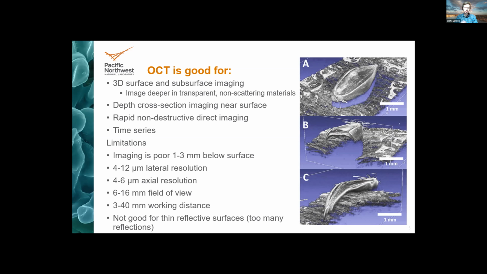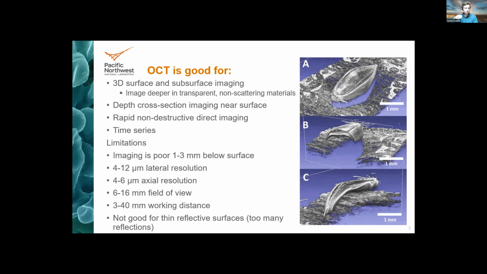In terms of the limitations, if you want to try to image below 1 to 3 millimeters, it really has to be an idealized, mostly transparent sample. In the kind of plant and root samples that we did, 1 to 3 millimeters is pretty much the max. In terms of lateral resolution, it's not great, pretty good, but not great. 4 to 12 microns. That's just a function of using that longer wavelength infrared light. The axial resolution, that's your Z direction or your depth resolution, is 4 to 6 microns.